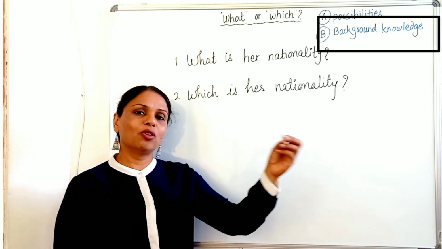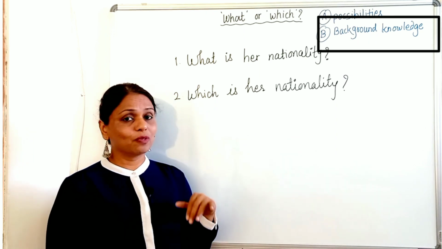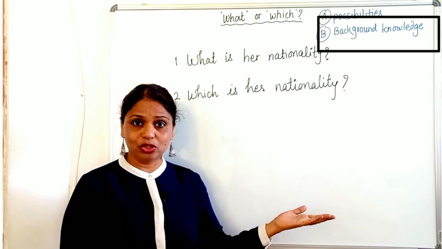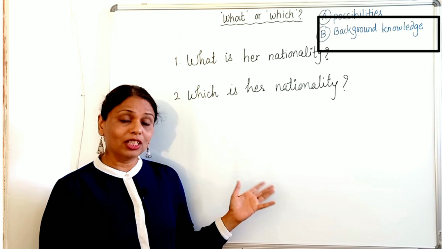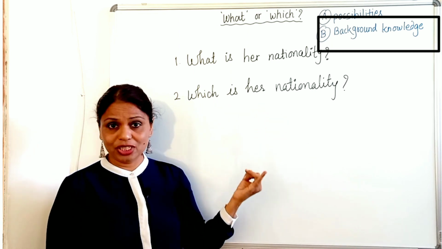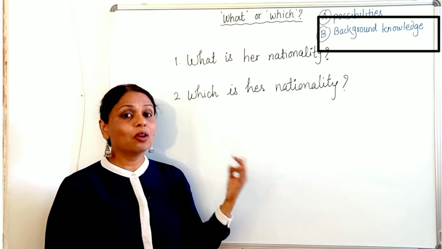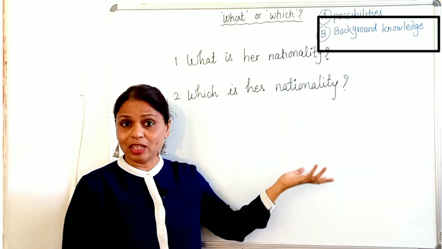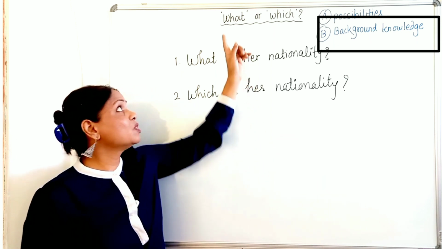Let me explain this example. The person was born in Sri Lanka. Now she is working in India, but she has got married to an Indonesian. On this background knowledge, you are asking which is her nationality. Is she Sri Lankan or Indian or Indonesian? So having background knowledge or lack of background knowledge makes you use what or which.